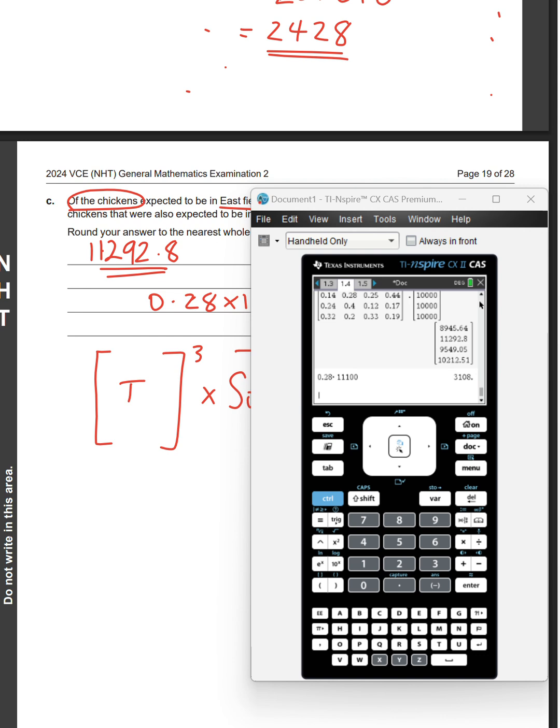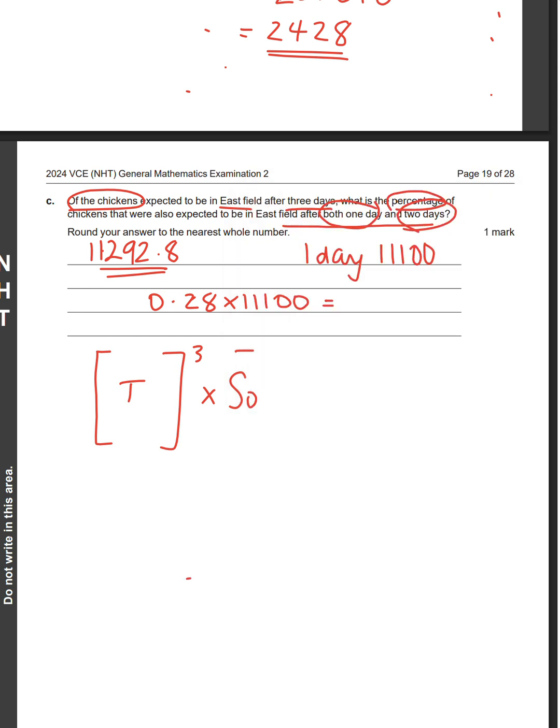Okay, so that's on day 2, and then we have to times that again by another 0.28 to get how many are still there on day 3. Okay, because the easters have got to be there on day 2 and then still be there on day 3. So that's the number that we're actually looking at. So that actually needed to be to the power of 2. And what was that number? It was 870.24.